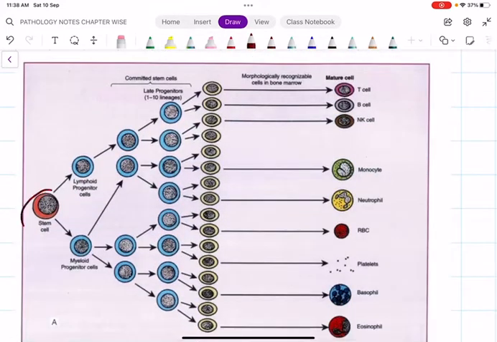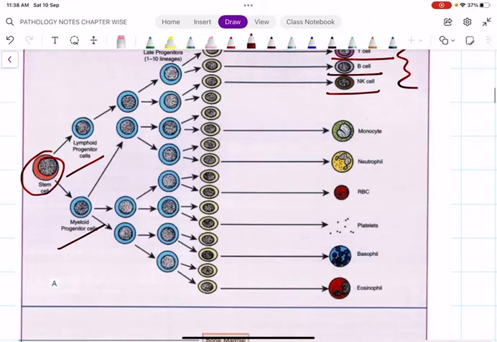So this is a stem cell. This stem cell in bone marrow differentiates into a myeloid progenitor cell and a lymphoid progenitor cell. Remember, it is this lymphoid progenitor cell which is going to finally give rise to our T cell, B cell and NK cell. Remember this point.